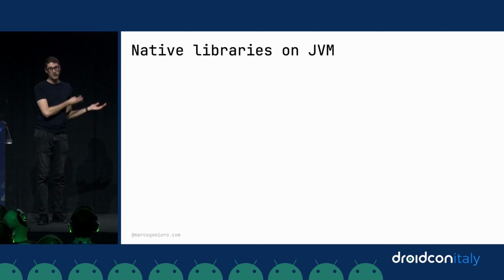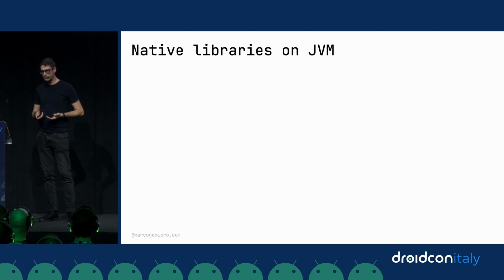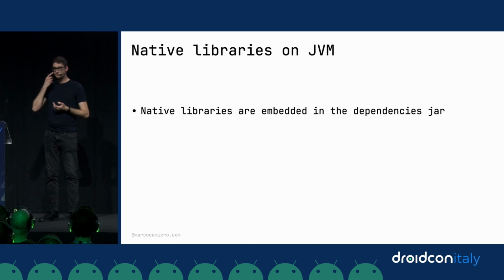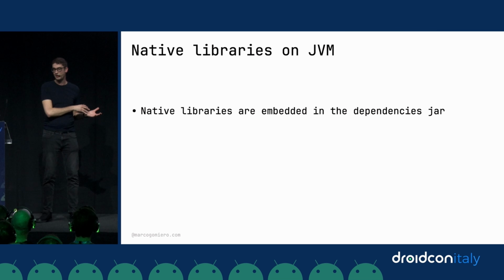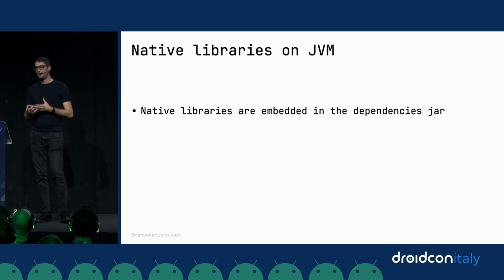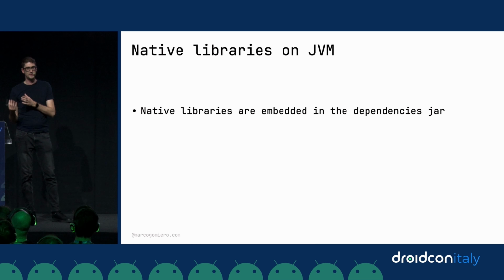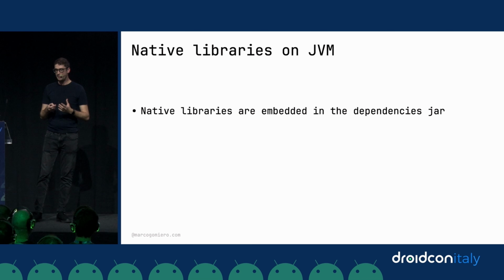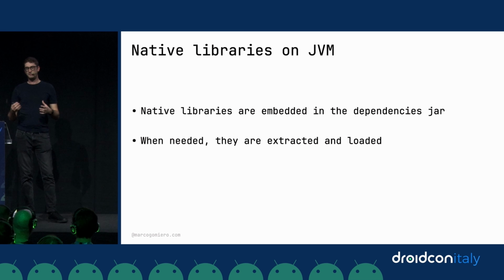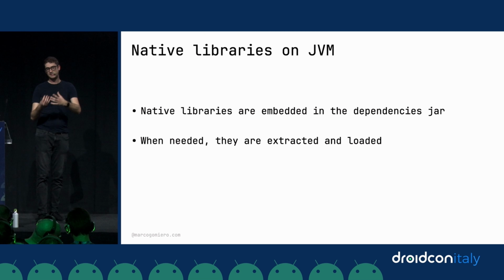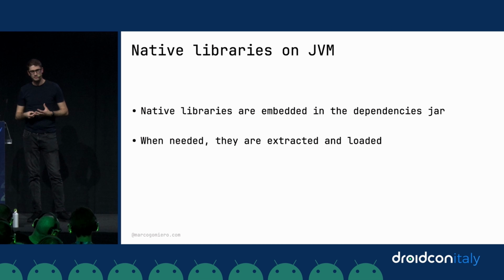in order to understand how to solve the issue, I had to understand how native libraries work on the JVM on desktop. So basically, if you have libraries that use native libraries like SQLite, for example, these native libraries are embedded in the jar of the dependency. So how the JVM works is that when you need that thing, the JVM unpacks it, extracts the library, and then it's loaded on your system.